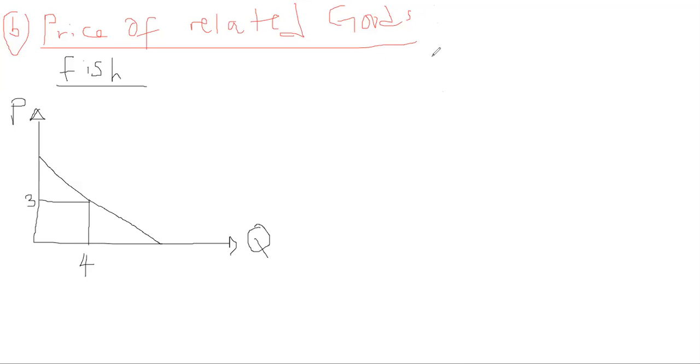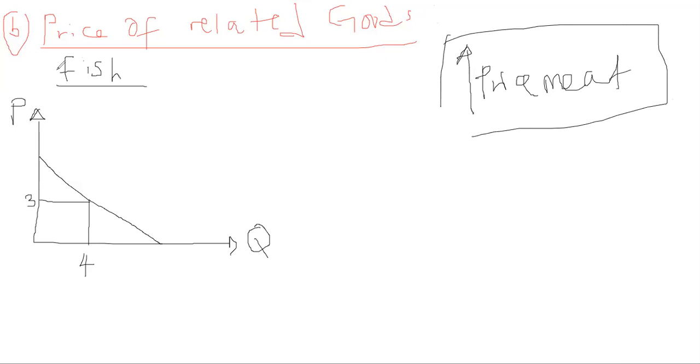So for some reason, let's say there is an increase in the price of what? Meat. So how will this affect the quantity demanded in the fish market? So if the price of meat increases, what will happen to the quantity demanded of fish? If there's an increase in the price of meat, how will this affect the quantity demanded of fish? This is what we want to know. So that's why we said price of related goods.